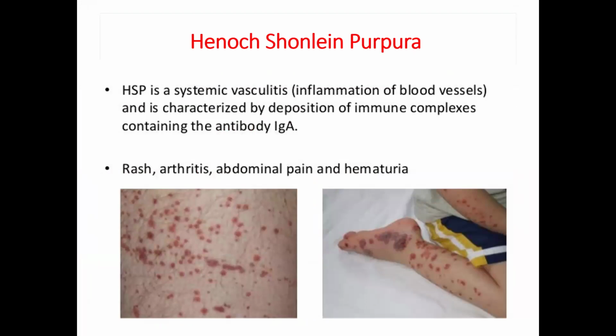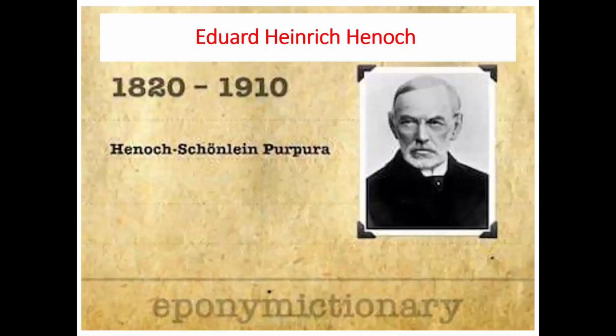Henoch-Schönlein purpura, or HSP. It's a systemic vasculitis, inflammation of blood vessels, characterized by deposition of immune complexes containing the antibody IgA, characterized by rash, arthritis, abdominal pain, and hematuria. And usually it happens in adolescence. Discovered by Dr. Edward Heinrich Henoch.